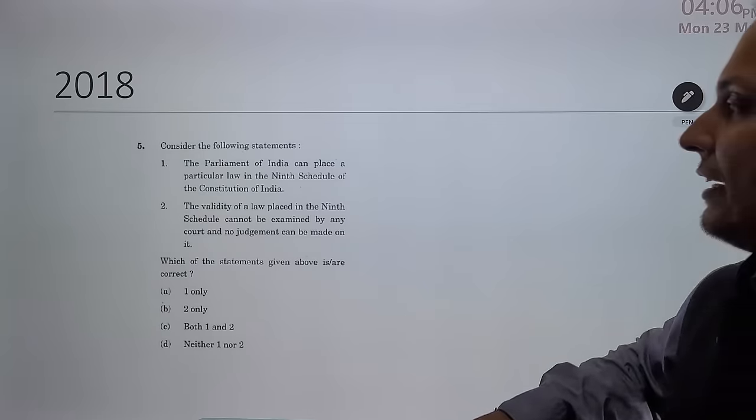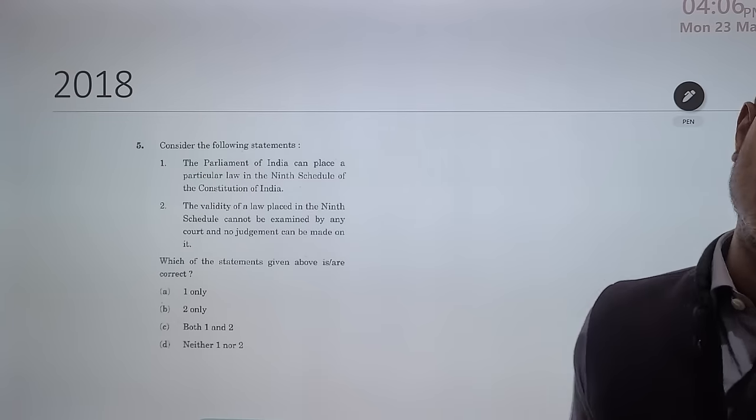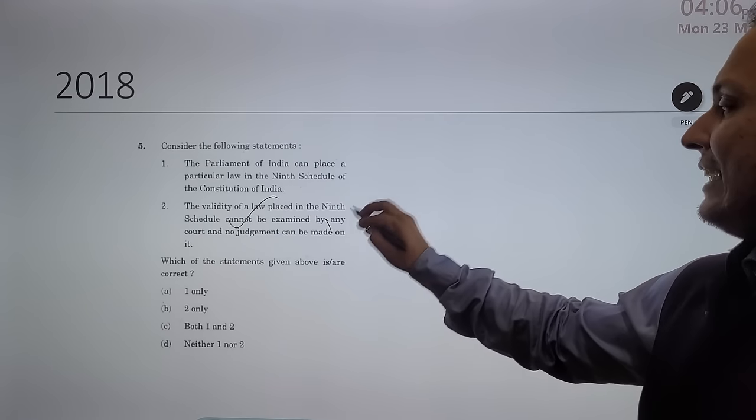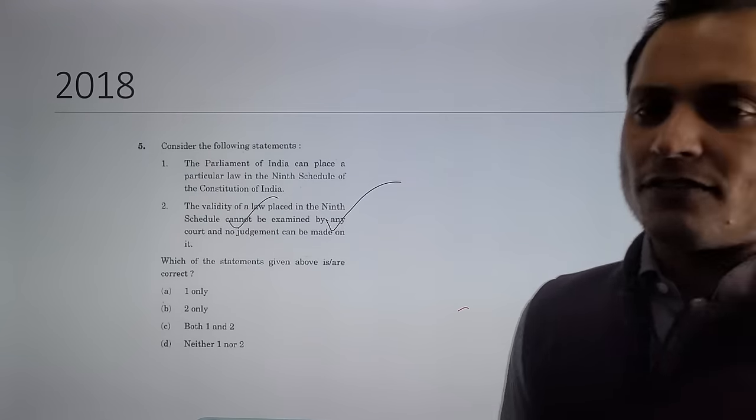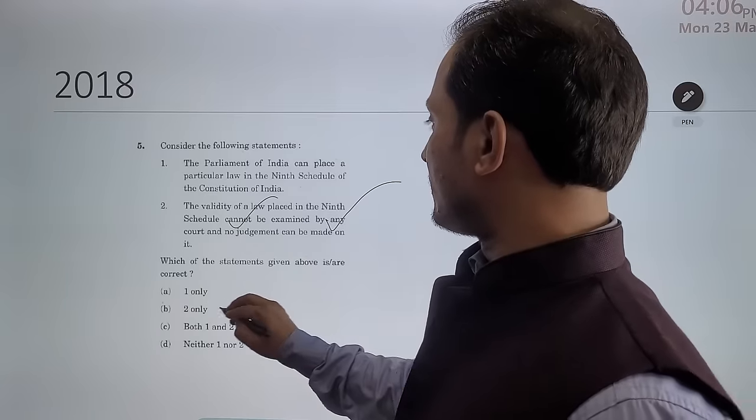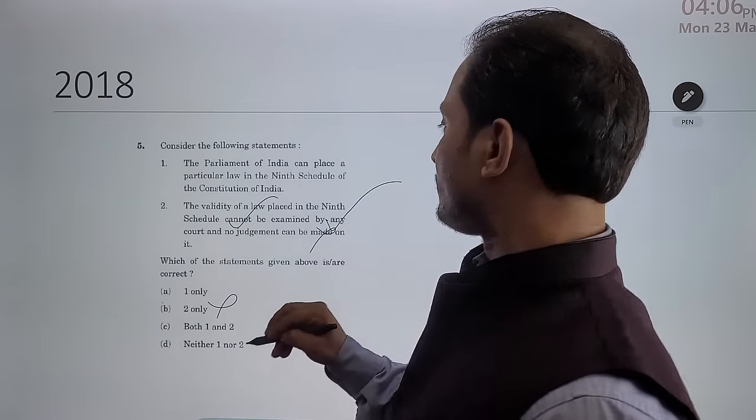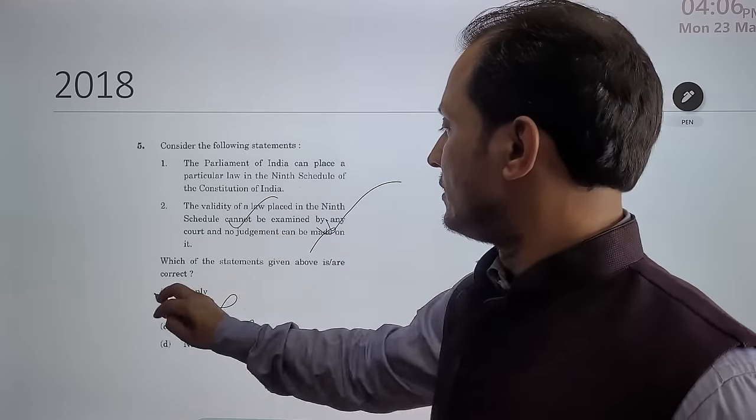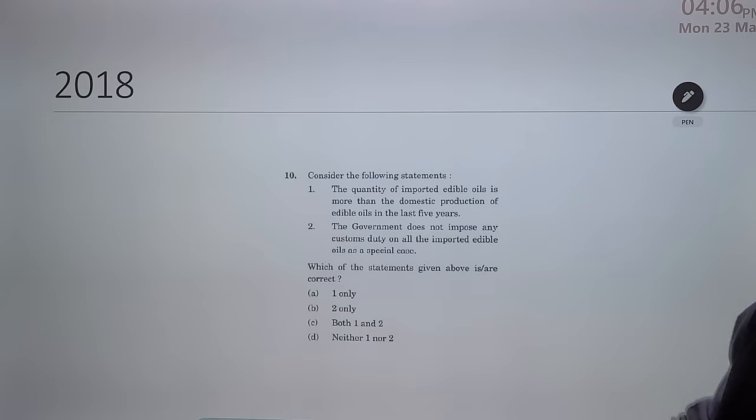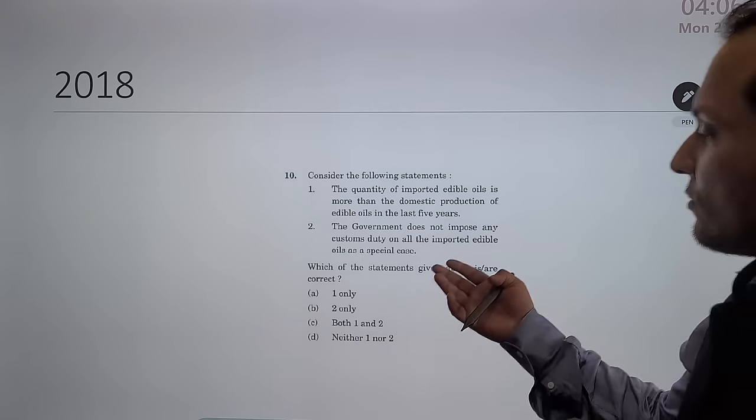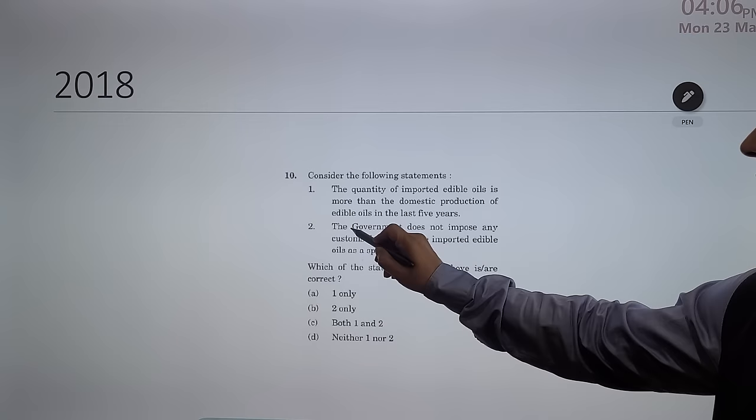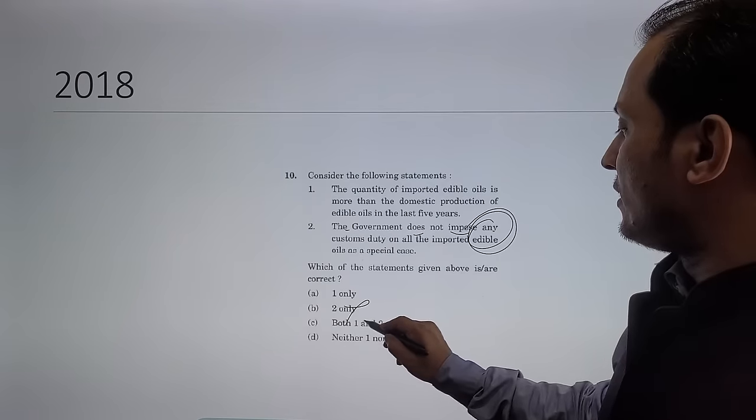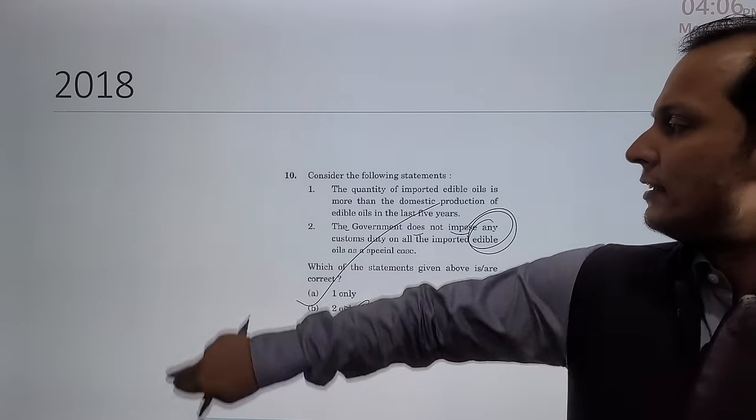Let's go to the next question, guys. Again, a very simple question. A ninth schedule cannot be examined by any court. Obviously incorrect, okay. So we can remove this. Let us go to the next question, guys. Very simple again. You see here, it says that government does not impose any custom duty. Any, gone, guys.